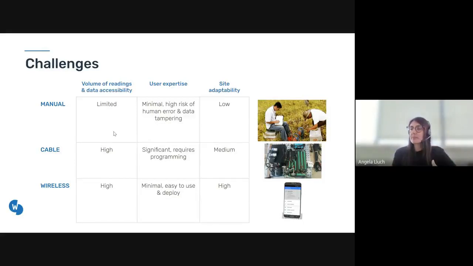Moving on, if we focus on the cable solution, the main drawback here is that it requires certain programming skills that not everyone has in order to properly set up and configure the equipment. And also it's hard to adjust the solution to the quick changes happening on site. We have to think that this cable solution involves large amounts of cables that need to be laid down and need to be protected. For that reason, wireless seems to be the best choice in the majority of cases.